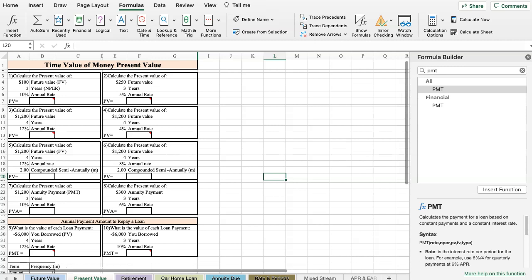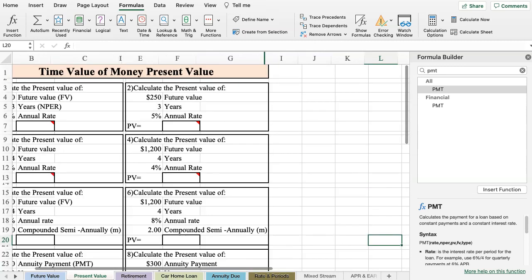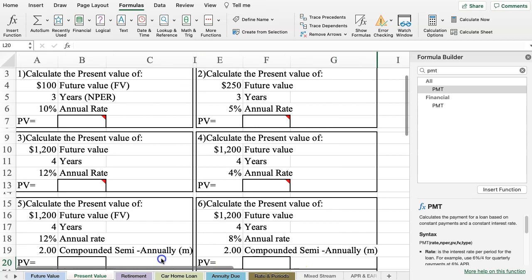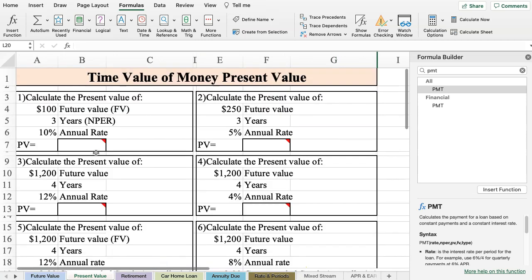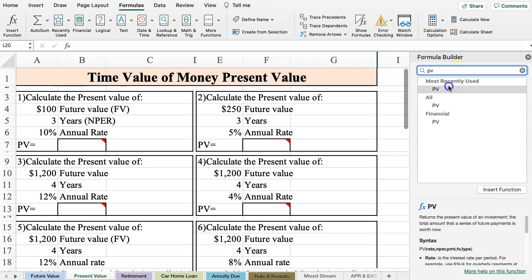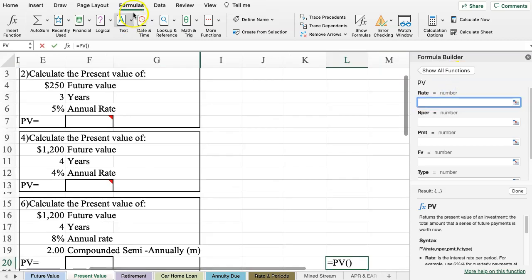So in present value, let me make this bigger, we're going in the opposite direction. We're going to use the PV function. Search for PV, and in the formula builder, I go to function and search for it. It's better to use the formula builder when you first start rather than typing the formula automatically.